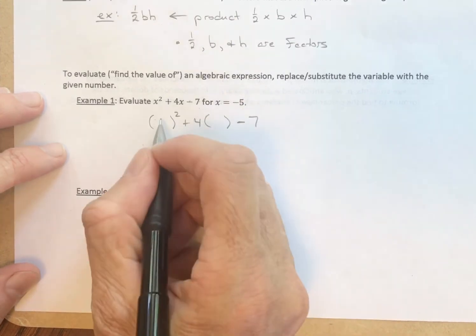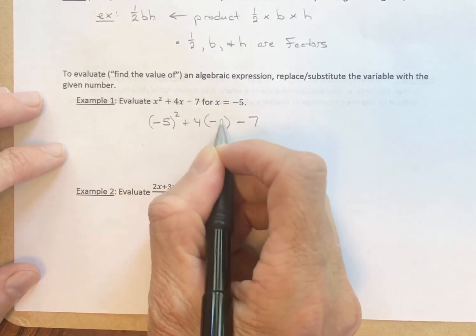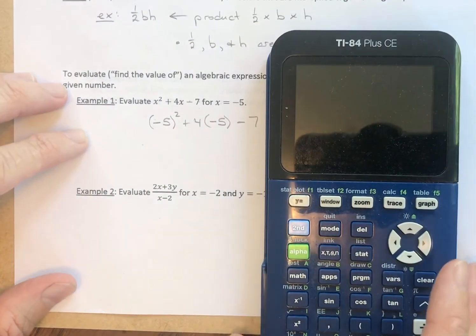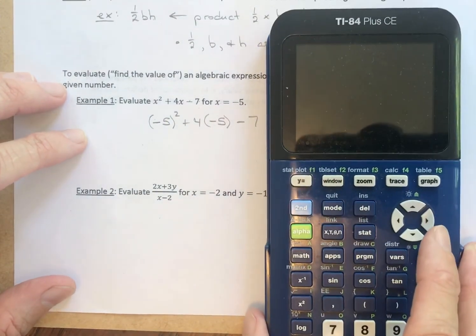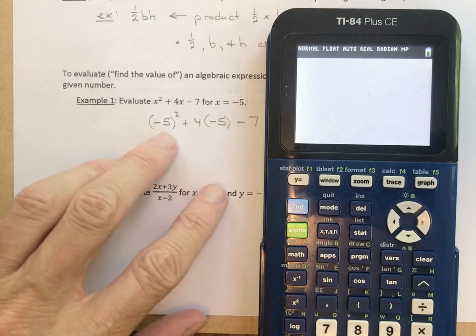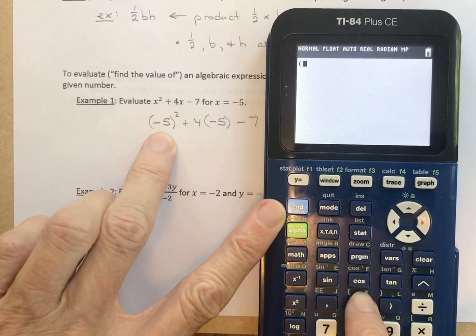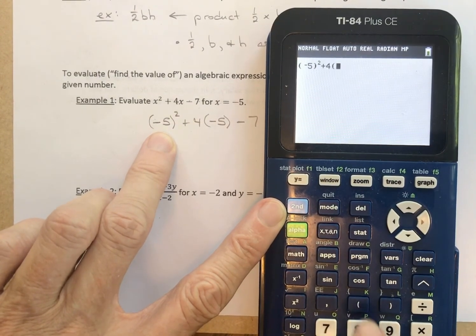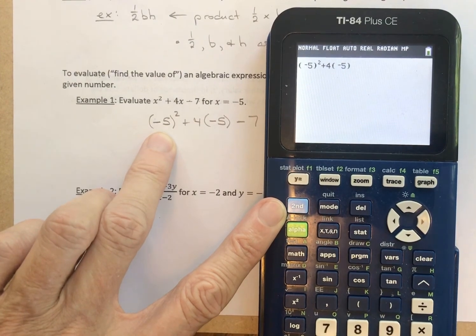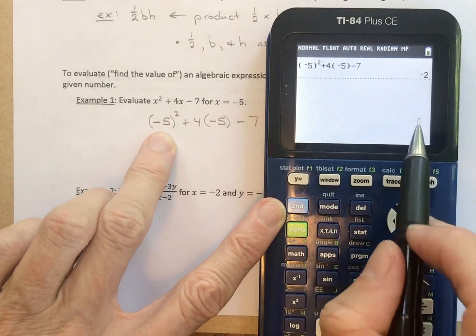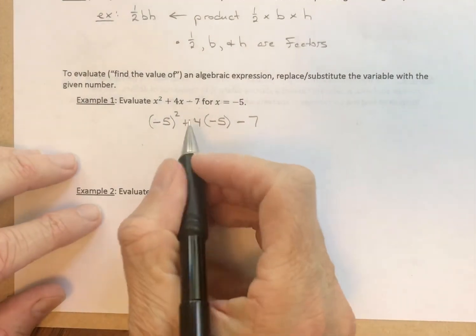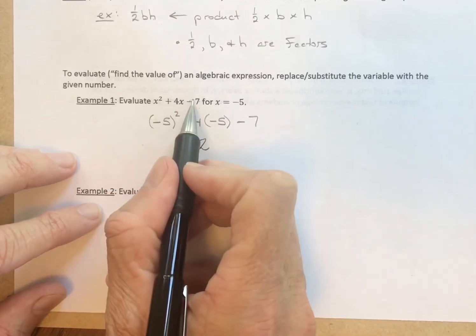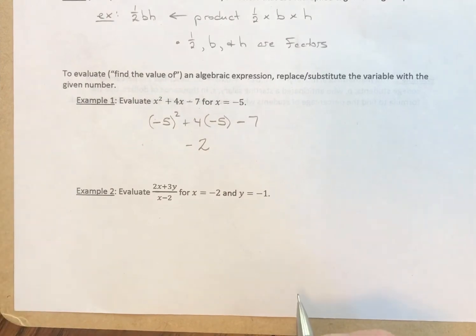Now let's replace the x with negative 5. And now we're here, and this is simply a calculator problem, or you can do it by hand if you want to, but I'll use a calculator. I'm in my TI-84, and I can just copy this exactly as written. Open parenthesis, negative 5, close parenthesis squared, plus 4, open parenthesis, negative 5, close parenthesis, minus 7, and I get the number negative 2. And so the value of this algebraic expression when x is negative 5 is negative 2.